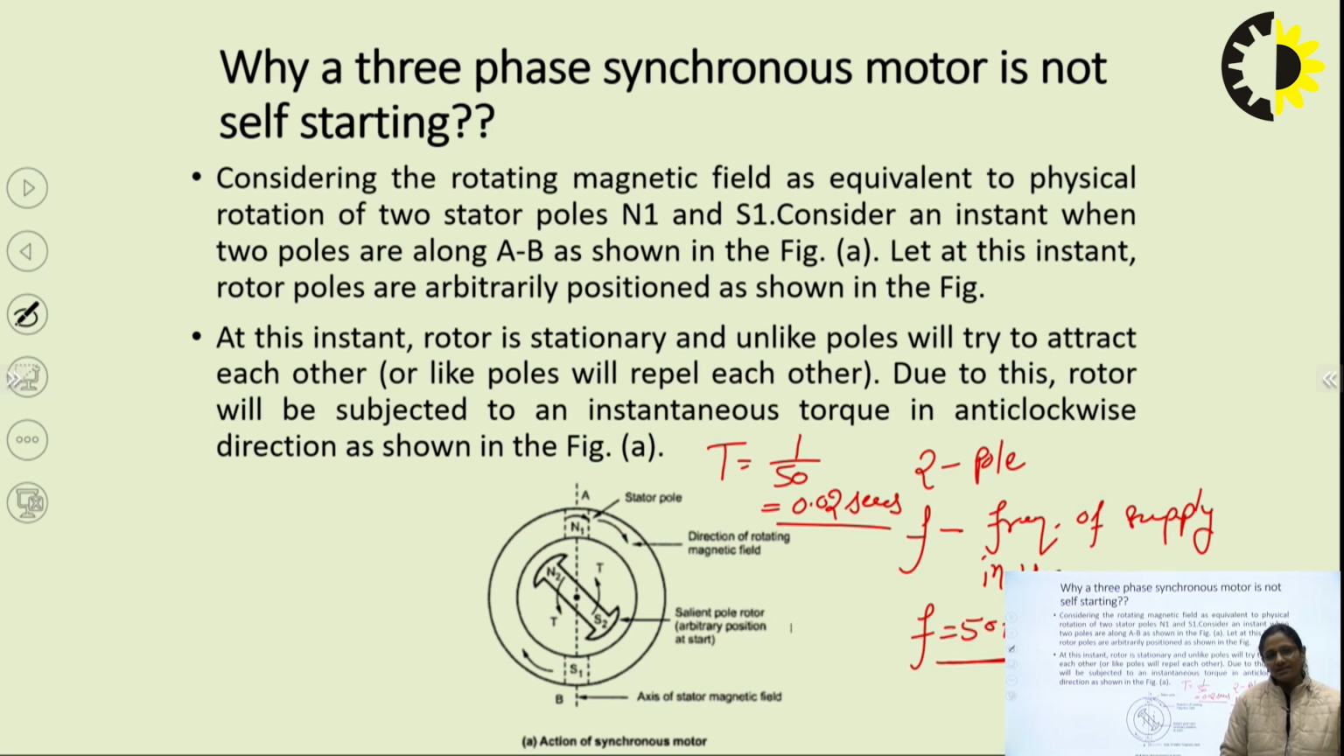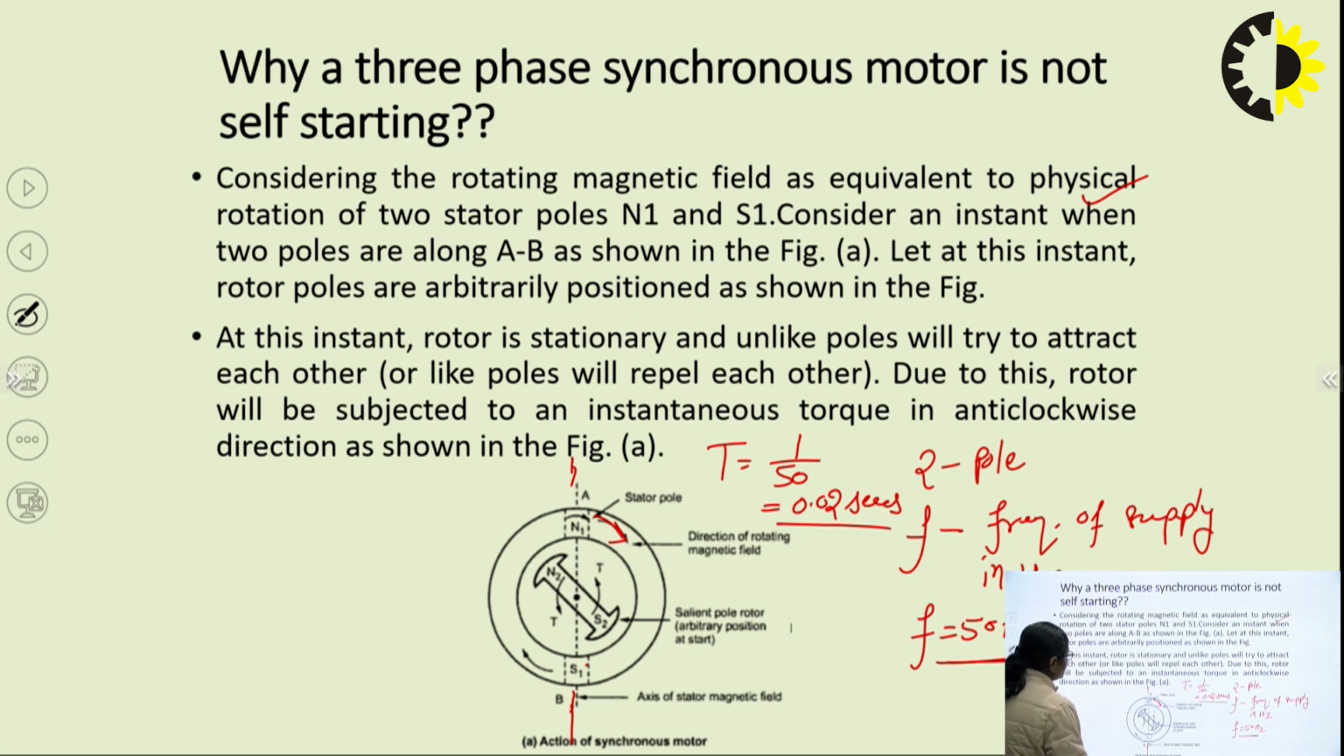Now, let us see what actually happens inside the machine when a three-phase supply is given to the stator, and at the same time a DC supply is given to the rotor winding. So, considering the rotating magnetic field as equivalent to physical rotation of two stator poles N1 and S1, let us assume that they are physical poles and they are rotating in the clockwise direction. Let us consider an instant when the two poles are along the line AB. You can very well see the line AB over here.